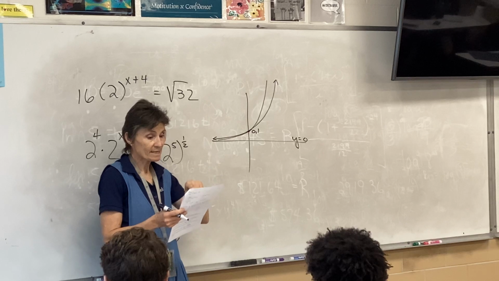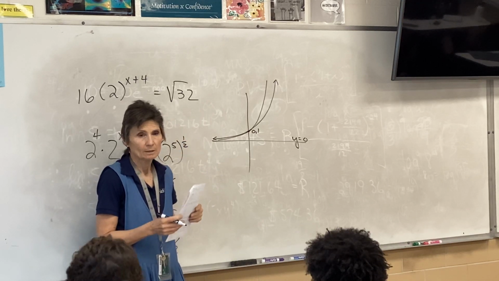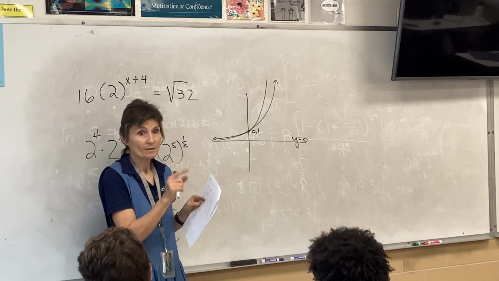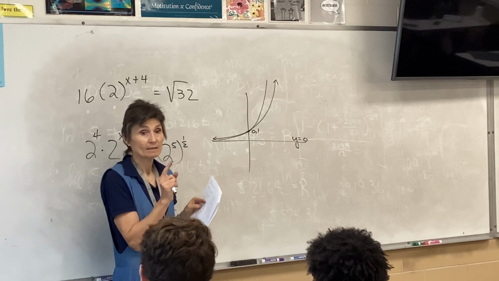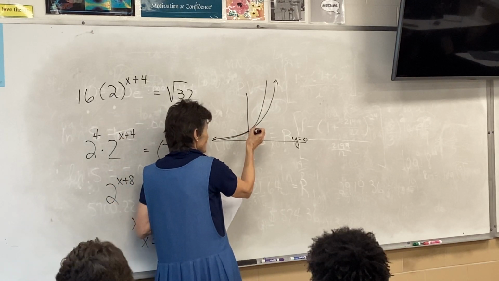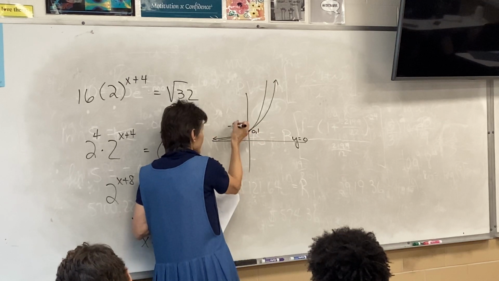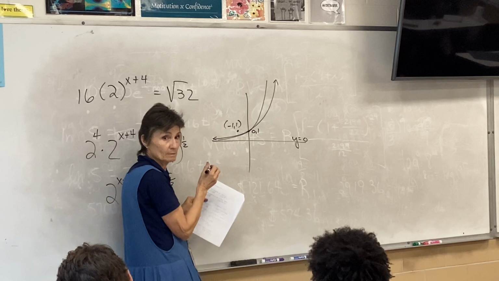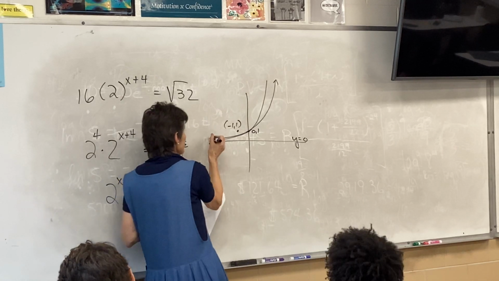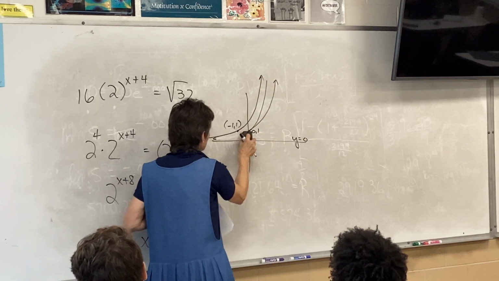So what does the x plus 1, what does adding 1 to the exponent do? No, the x plus 1. Oh, the x plus 1 takes it left. So instead of it going through the point 0, 1, it's gonna go through the point negative 1, 1. You with me? But it didn't change the asymptote, it just moved it over a little bit.